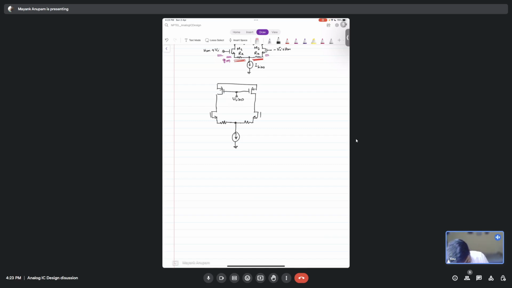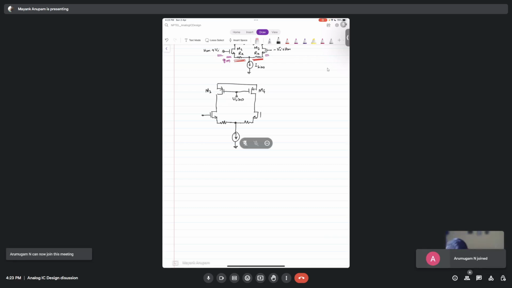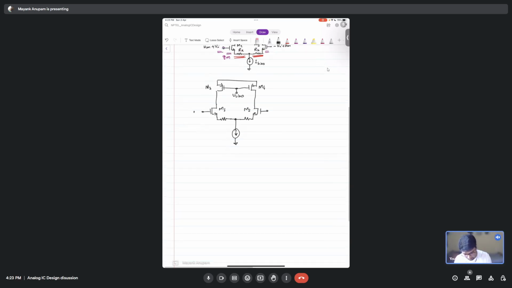Let's say this transistor and this transistor are sized the same. Transistors M3 and M4 are exactly the same, identical, and transistor M1 is identical to M2. Now you can identify there is an axis of symmetry here, right? What is the axis of symmetry here?